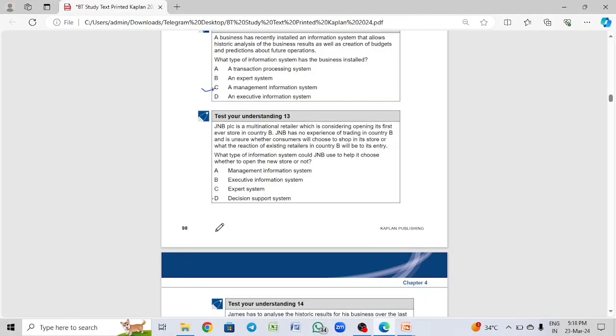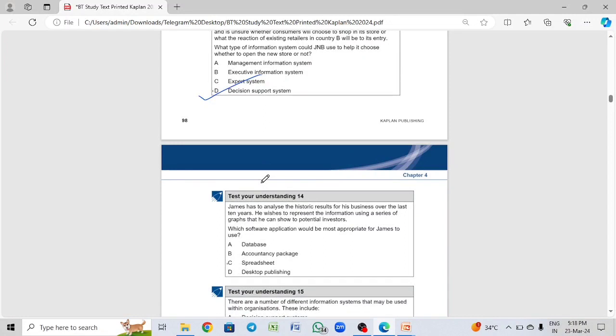Okay, what type of information systems could JBN use to help it choose whether to open a new store or not? MIS, ES, EIS or DSS. Okay, so MIS and EIS will be used when TPS is set up, and TPS will be set up when the new stores are open. So these are not of use to us. Now expert system will again be used when the new store is open. Now the decision on whether to open the store or not will be given to us by the decision support system. Okay, now next test to understand.